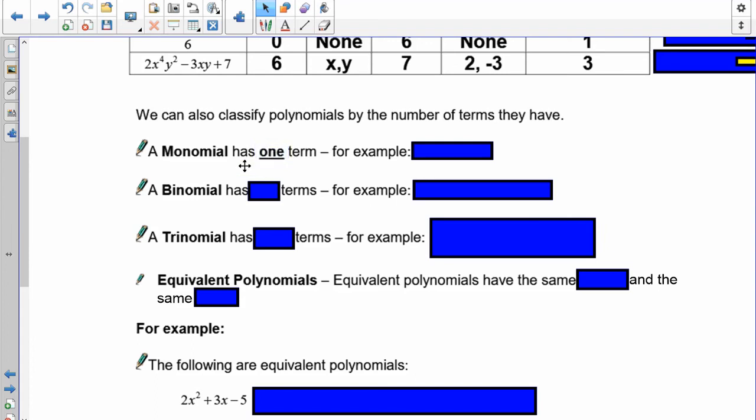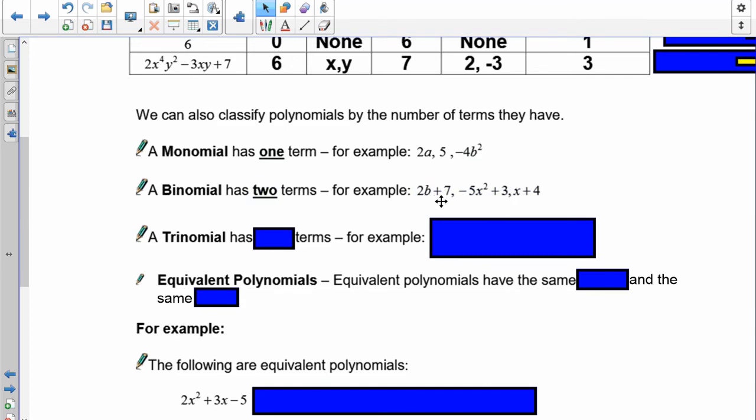And that means, here are some examples. 2a, that's a monomial. 5, that's a monomial. Negative 4b squared, that's a monomial. A binomial, like a bicycle, has 2 terms. Here's some binomials. 2b plus 7, negative 5x squared plus 3, x plus 4.